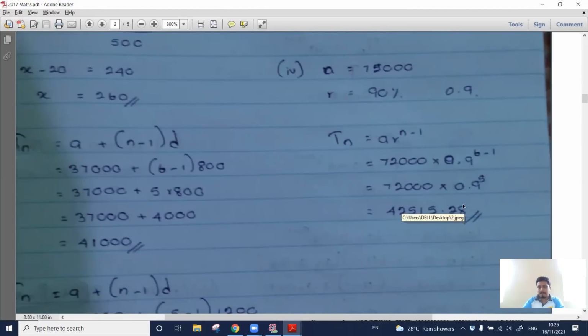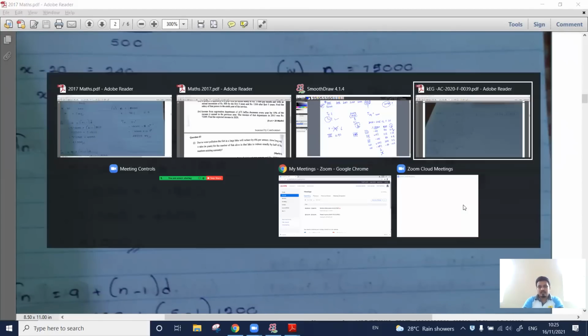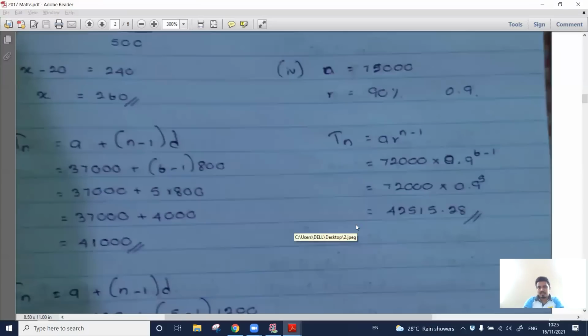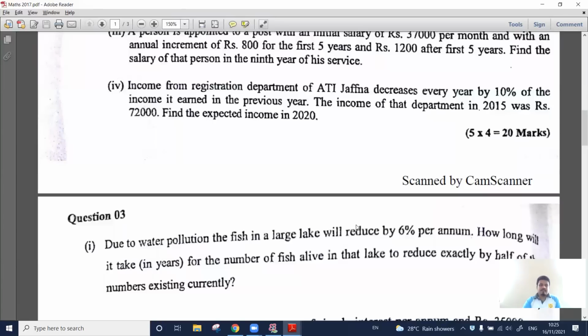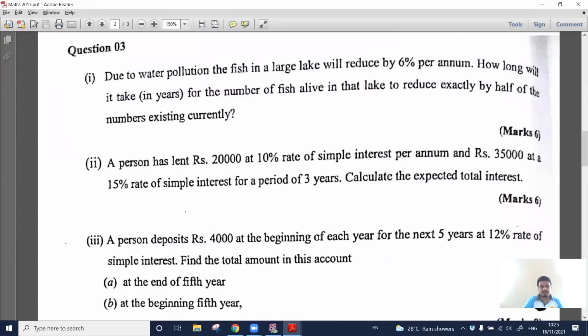Right? Okay, 42,000, yes. Again here also, if you can have it in words. Right? This is the expected income in year 2020. In rupees, this is the amount. Right? You can have a more complete answer. Then we'll move to question number 3. Question number 3.